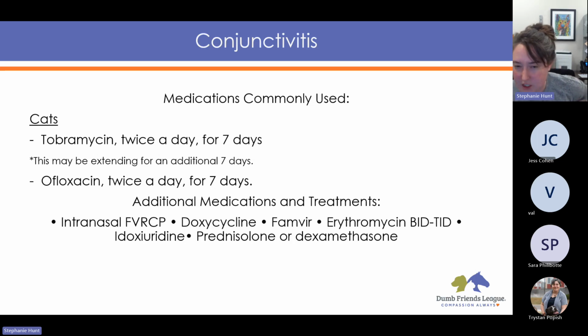There are a couple of other medications that you might see. Tobra and oflox are going to be the most consistent, and we do really regularly see a good response to both of those. But you might also see that we give an intranasal FVRCP. There are some cases of conjunctivitis that are ongoing, that are kind of chronic, where the doctors have decided to start a course of antibiotics to see if that helps with the inflammation and the irritation of that conjunctivitis. Famvir is not a medication that I see very often right now, but it's actually an antiviral medication. And it's just another tool that we have in our toolbox that might help in certain cases or situations.